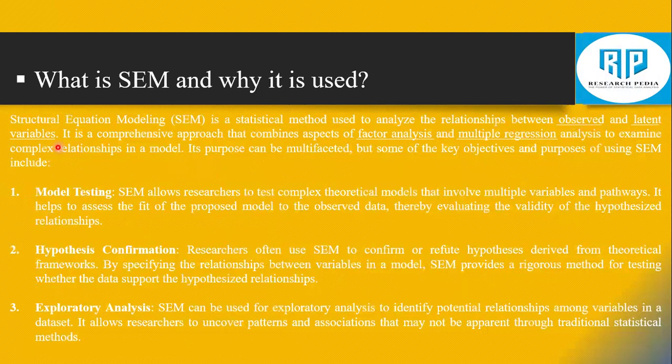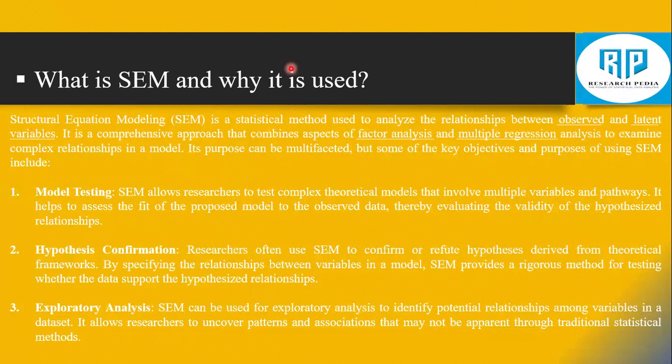And a latent variable is basically a variable which is not directly measured by any statement or any factor. It is indirectly measured by the observed variables. So as a first step, you need to have some observed variables or factors or indicators. Then you may be able to compute your latent variable on the basis of observed variables. So it is a comprehensive approach that combines aspects of factor analysis and multiple regression analysis to examine complex relationships in a model.